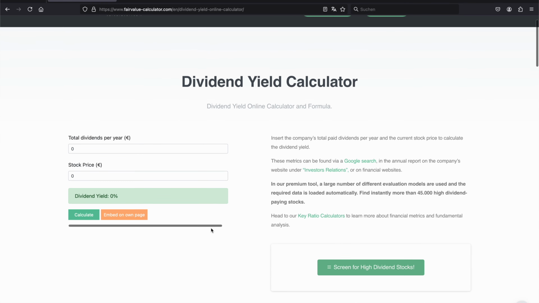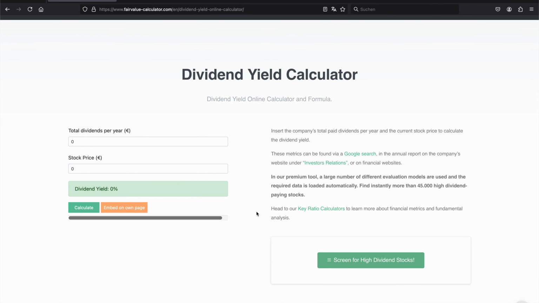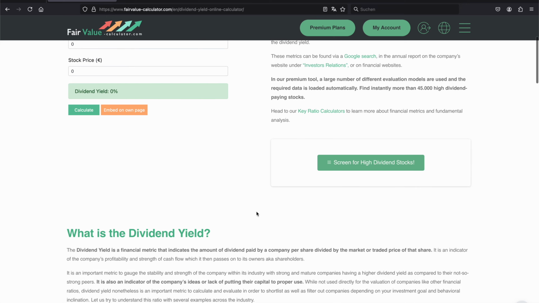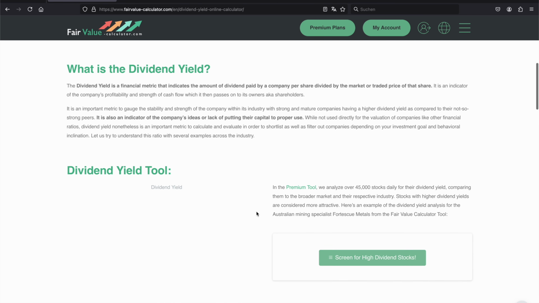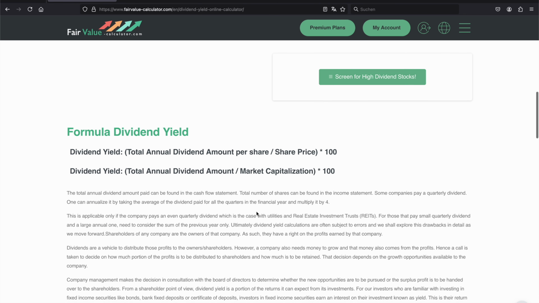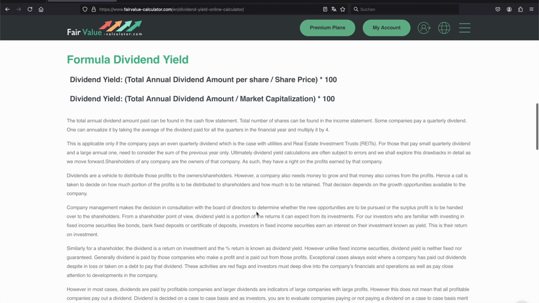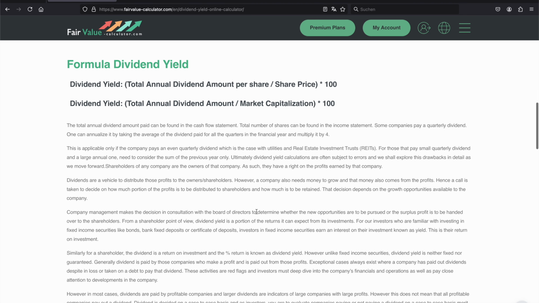The dividend yield is a fundamental metric that measures the annual dividend payment a company makes to its shareholders as a percentage of the current stock price. It is calculated by dividing the annual dividends per share by the current market price per share and multiplying the result by 100 to express it as a percentage.